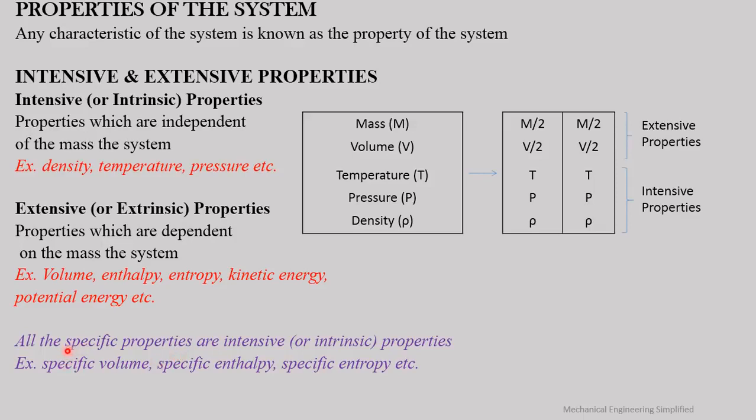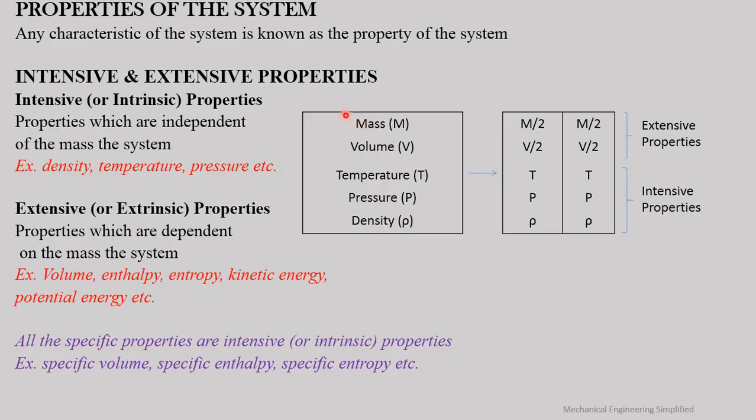Any property per unit mass is known as a specific property, and when we consider any property per unit mass, that means it becomes independent of mass. So all the specific properties are intensive or intrinsic properties. Examples are specific volume, specific enthalpy, specific entropy, etc. Okay, then how to find out whether any given property of the system is intensive or extensive?